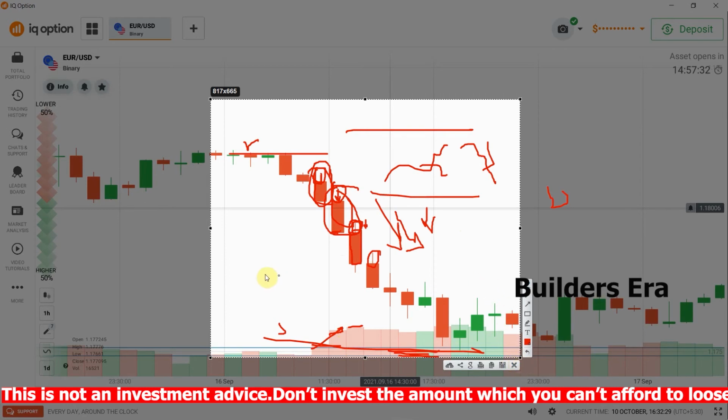Whenever you see a seller's pressure like this, you can go for a put option. Not a put option, go for a short. That means in binary trading, a 5 to 6 minute down option, or in forex and stocks you can go for a down trade. That's how seller's pressure works.